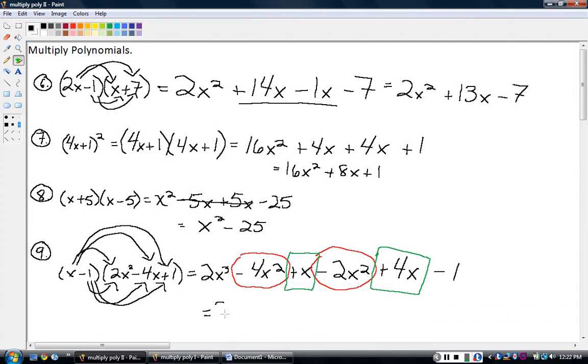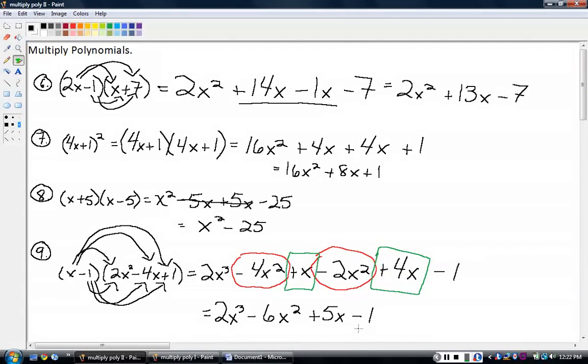2x cubed doesn't have any like terms, so he stays at 2x cubed. Minus 4x squared minus 2x squared is negative 6x squared. X plus 4x is 5x, positive. And minus 1 doesn't have any friends either. Okay, so this is my final answer: 2x cubed minus 6x squared plus 5x minus 1.